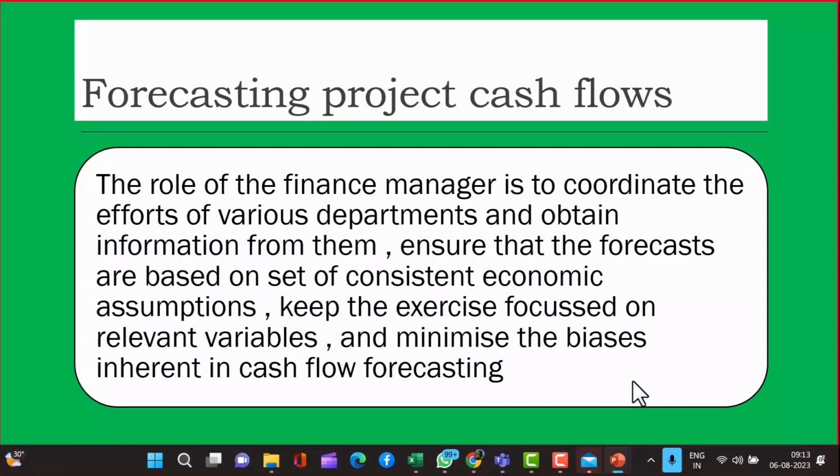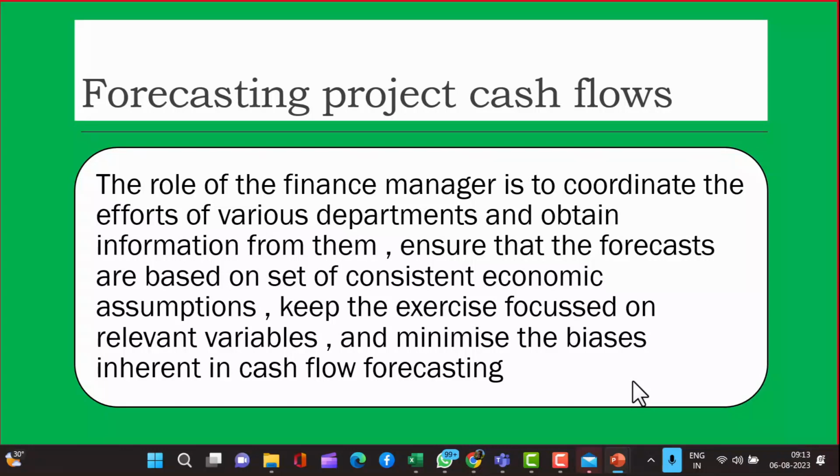Forecasting project cash flows. The role of a finance manager is to coordinate the efforts of various departments and obtain information from them. Ensure that the forecasts are based on a set of consistent economic assumptions. Keep the exercise focused on relevant variables and minimize the bias inherent in cash flow forecasting.